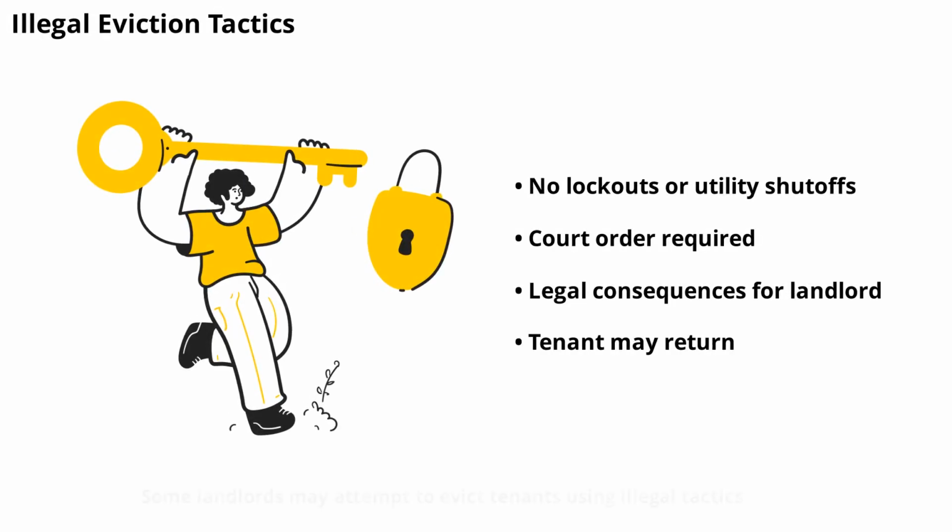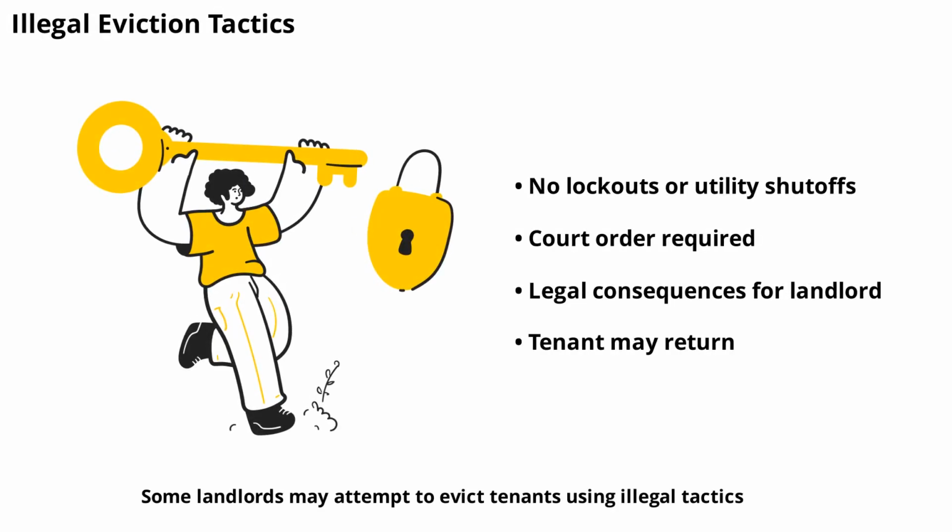Some landlords may attempt to evict tenants using illegal tactics, such as changing locks, shutting off utilities, or removing belongings without a court order. These actions are prohibited and can result in legal consequences for the landlord. Tenants who experience illegal eviction tactics can seek damages and may be allowed to return to the property. It's important for both landlords and tenants to understand that only the court can authorize an eviction and all procedures must be followed.